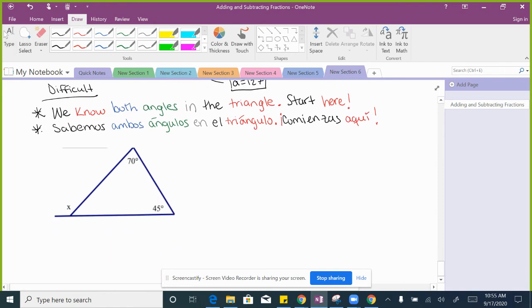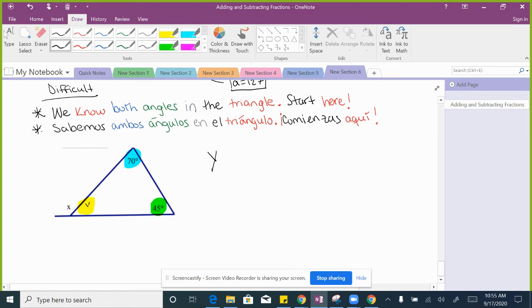This example is a little bit more difficult. Este ejemplo es poquito más difícil. But here we know both angles in the triangle. So that's where we want to start. Aquí sabemos ambos ángulos en el triángulo. Entonces comienzas aquí porque es más fácil. So I know that this angle, and this angle, and this angle add to 180 degrees. Se suman a 180 grados.